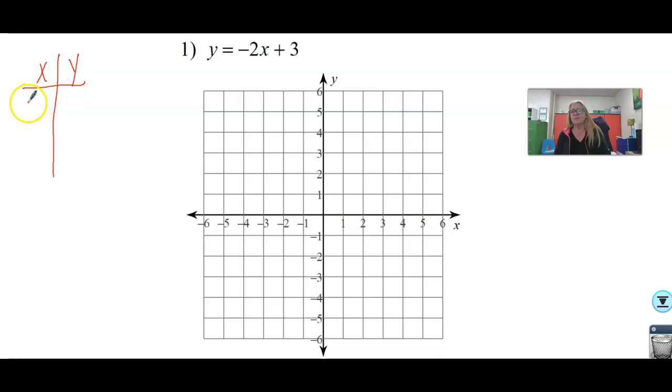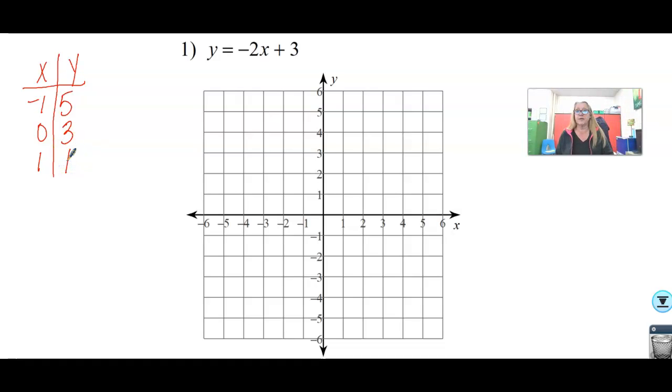And you could pick values for x, like -1, 0, and 1. You could substitute them into the equation. -1 times -2 is +2, and +2 plus 3 is +5. And then we would substitute 0 in. -2 times 0 is 0, and 0 plus 3 is 3. And then we would substitute 1 in for x. -2 times 1 is -2. -2 plus 3 is +1.